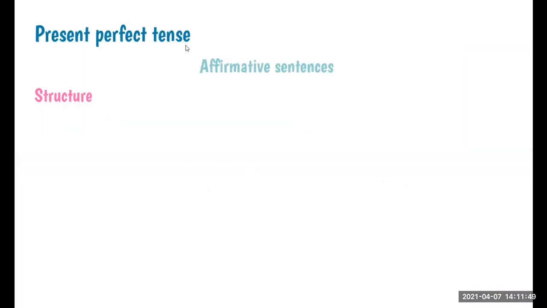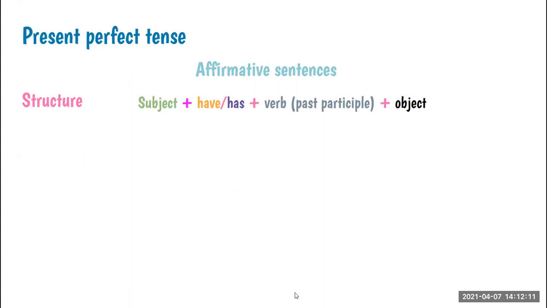Okay. So remember, we need a subject. We can use have or has according to your subject. Then we have the verb. The verb needs to go always in the past participle form, okay? And then we have the object or the rest of the sentence. This is the form that we are going to use for the affirmative sentences in the present perfect tense, okay?